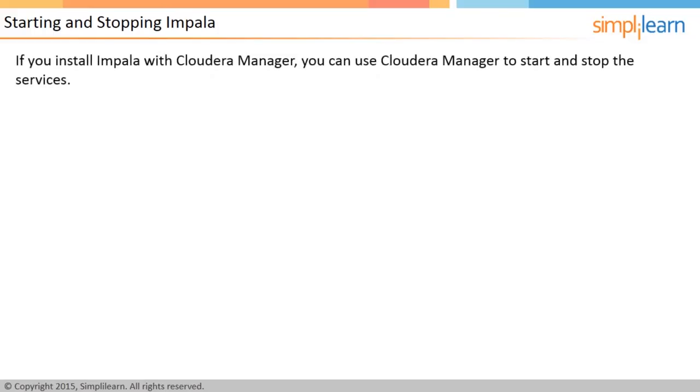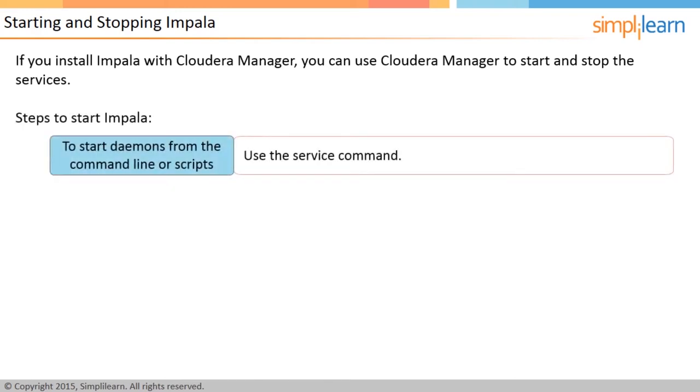If you install Impala with Cloudera Manager, you can use Cloudera Manager to start and stop the services. The Cloudera Manager GUI lets you conveniently check if all services are running and set configuration options using form fields in a browser. To start the Impala State Store and Impala D from the command line or a script, you can use the service command. Alternatively, you can start the daemons directly through the Impala D, State Store D, and Catalog D executables. Start the Impala State Store and then start Impala D instances.